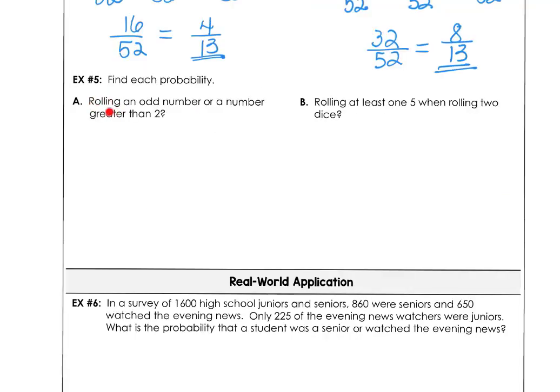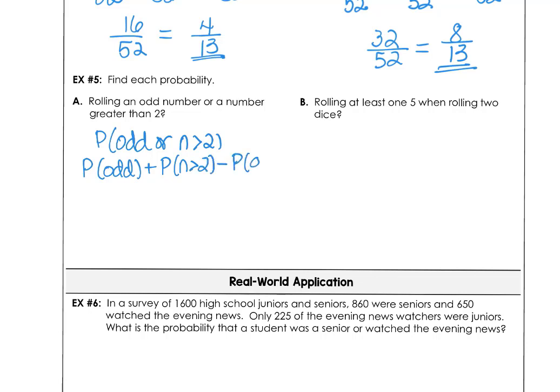In example 5, we want to find the probability of rolling an odd number or a number that's greater than 2 on a number cube. So our probability of rolling an odd or a number greater than 2 would be the probability of the odd plus the probability of a number greater than 2, and we're going to subtract the probability that it's both odd and greater than 2. So our odd numbers would be 1, 3, and 5, so that's a 3 out of 6 chance.